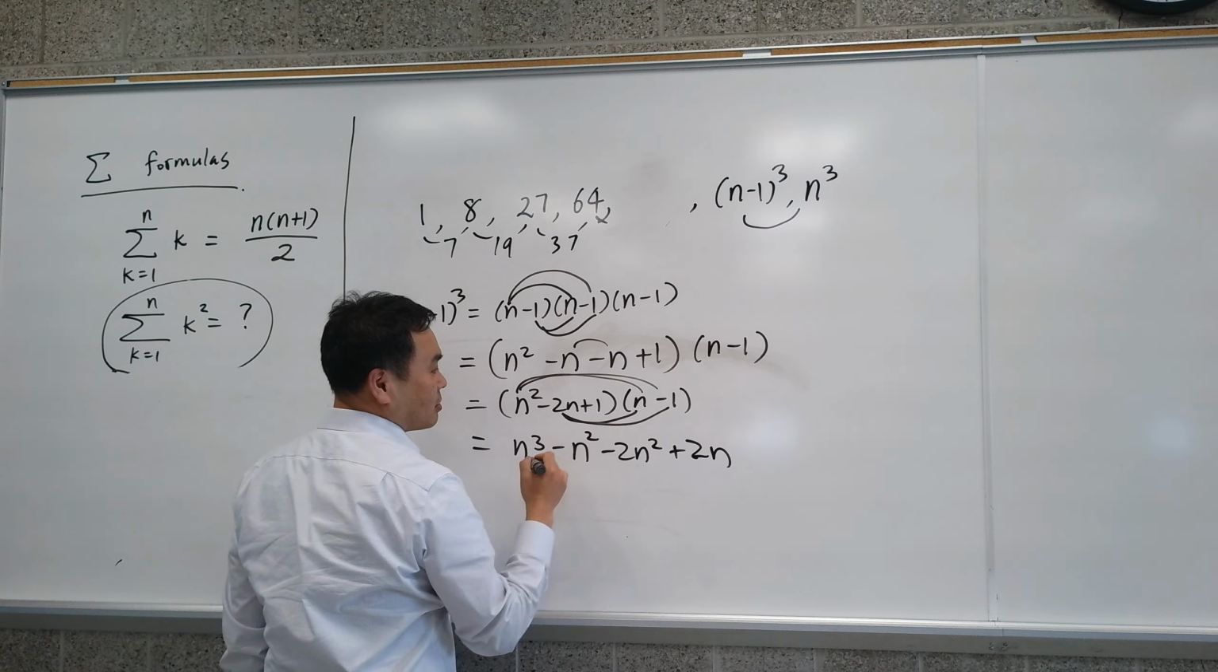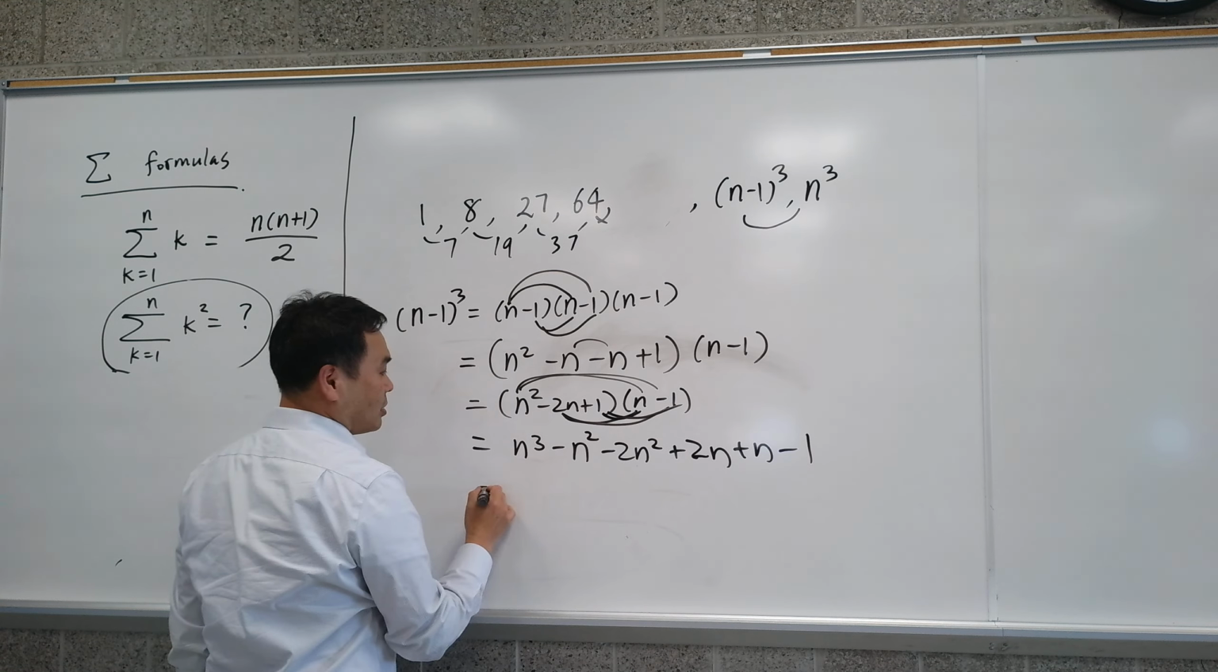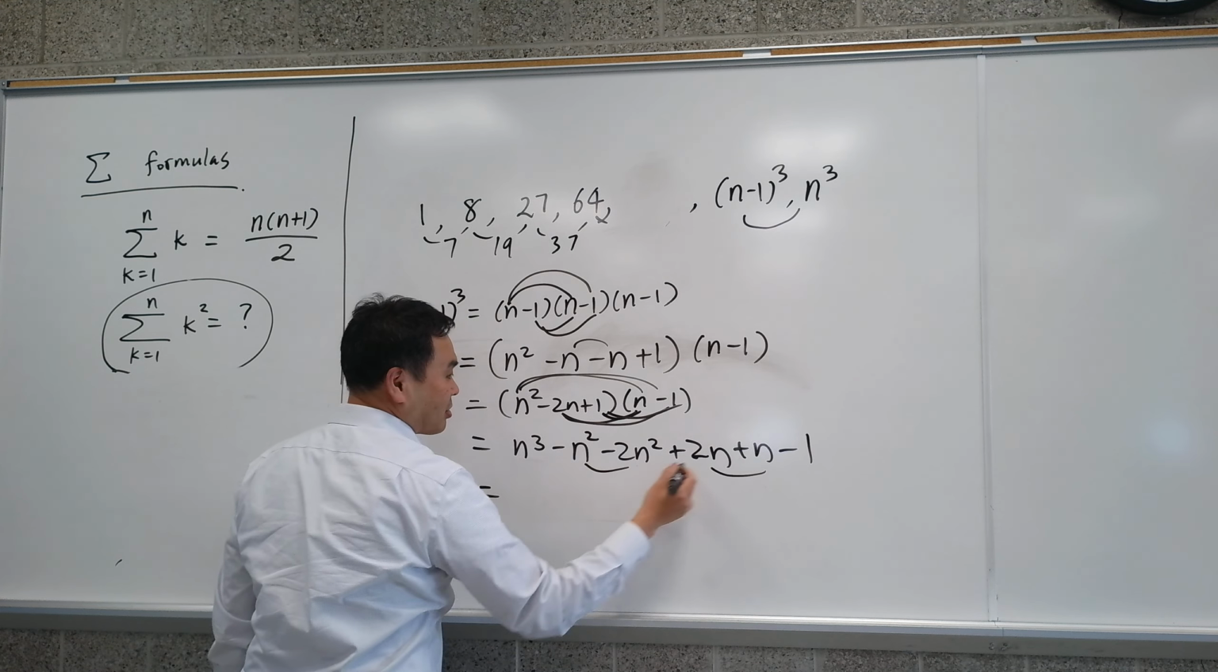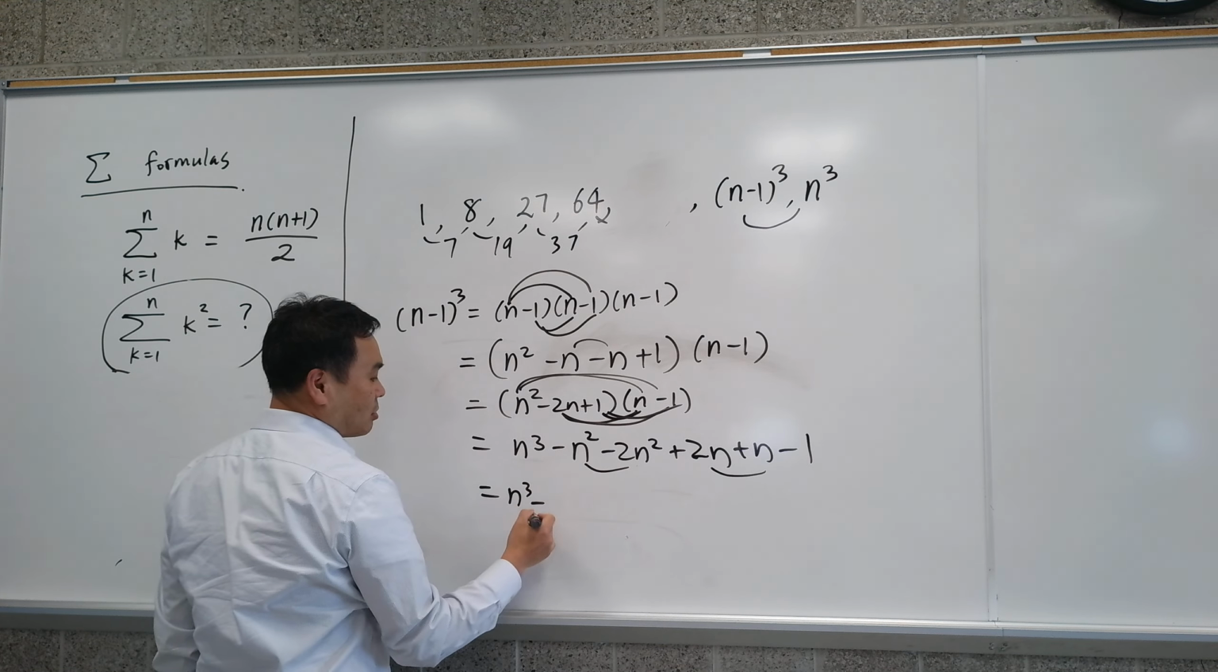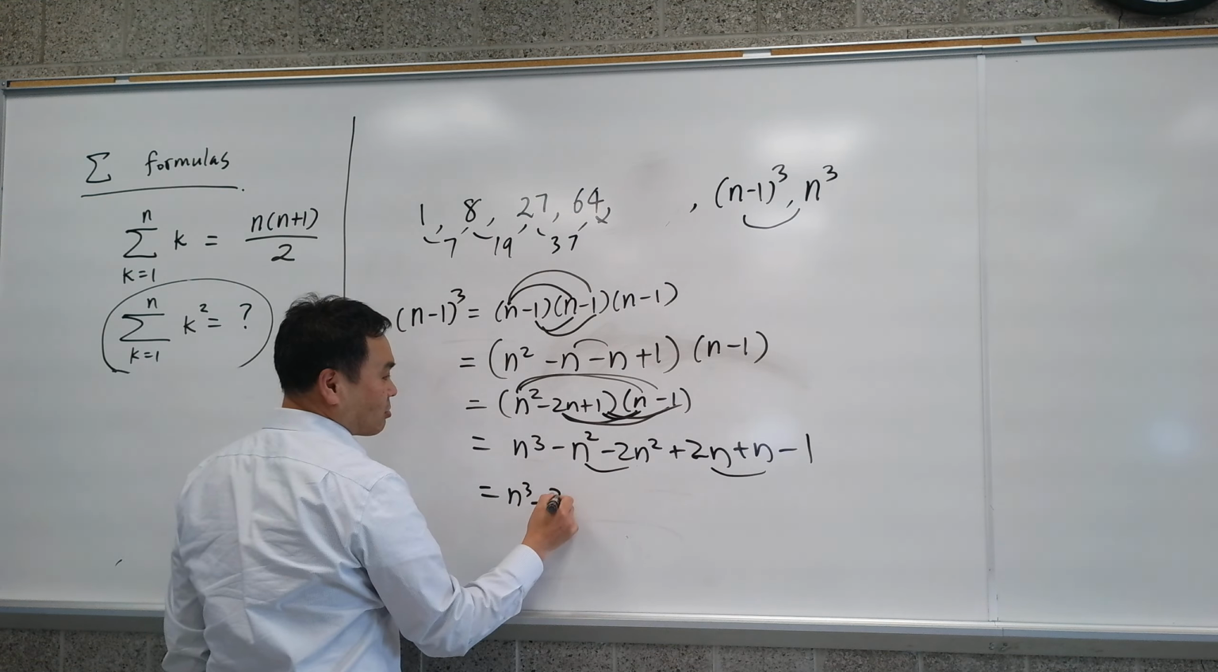Right, and then this is plus n negative 1. And again, these are like terms, these are like terms. So you have n cubed minus 3n squared plus 3n minus 1. Okay? So that's just some straightforward calculation.